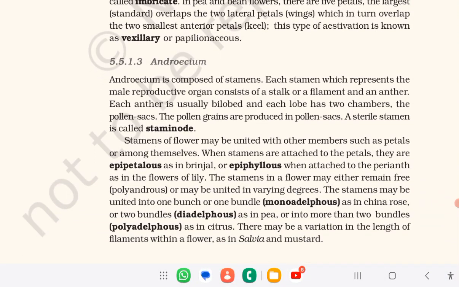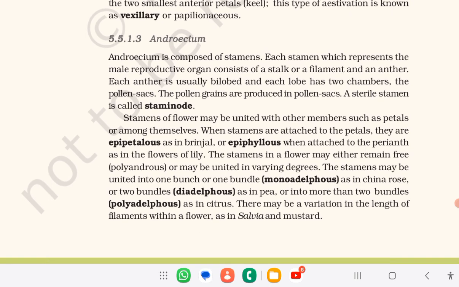Now the third part, androecium. Androecium is composed of stamens. Each stamen, which represents the male reproductive organ, consists of a stalk or a filament and an anther. Each anther is usually bilobed, and each lobe has two chambers, the pollen sacs. The pollen grains are produced in pollen sacs. A sterile stamen is called staminode.